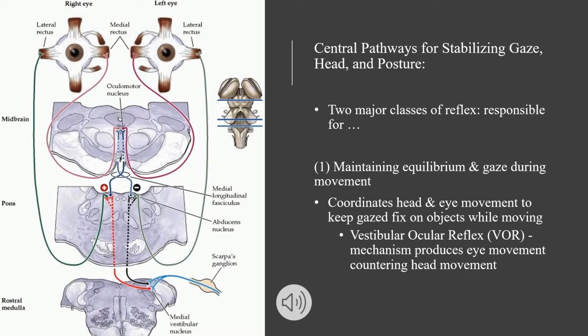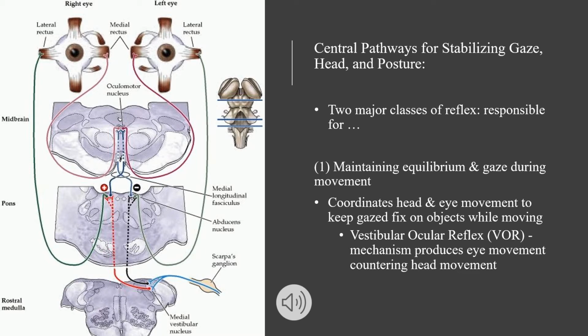The vestibular system's central projections participate in two major classes of reflex. The first one is responsible for maintaining equilibrium and gaze during movement, for coordination of the head and eyes in order to keep a fixed gaze on objects during movement. This ability is authorized by the vestibular ocular reflex, the VOR, a mechanism for producing eye movement that counters head movement. There are connections from the ocular motor nucleus to the medial rectus of the left eye and from the abducens nucleus to the lateral rectus of the right eye.